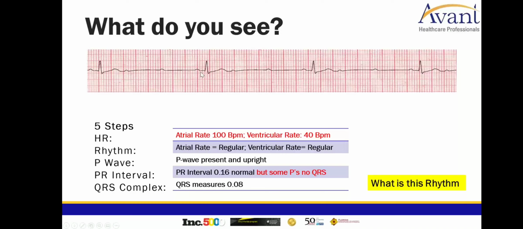Let's take a look at this PR interval. It's 1, 2, 3, 4.5 boxes, maybe. Let's look at this one. Again, 4.5 boxes, and the next one is also 4.5 boxes.